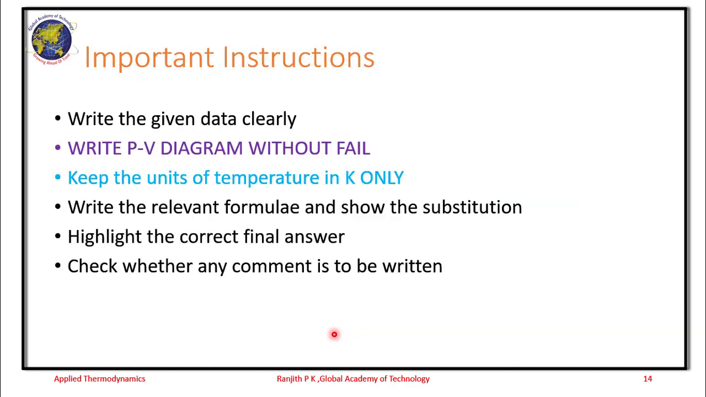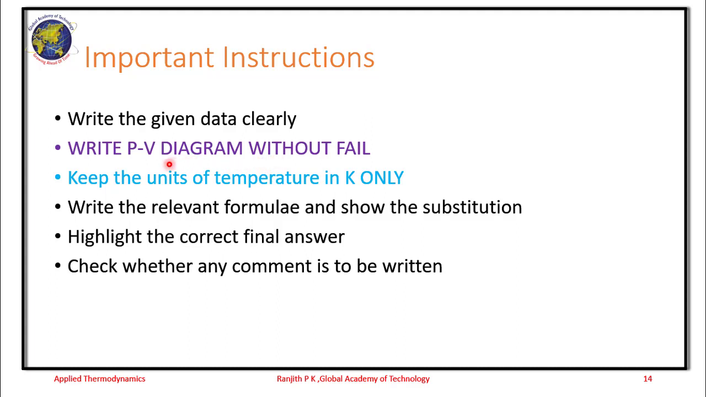So before we move on to the numericals, what are the set of instructions that we need to look at? We need to write the given data very clearly, and by default please draw the PV diagram without fail, so it helps the reader understand from where the process is starting, because many of the textbooks or many of the authors who draw the PV diagram do not always start the isentropic compression process as 1 to 2, and the state point 1 starts from a different place.